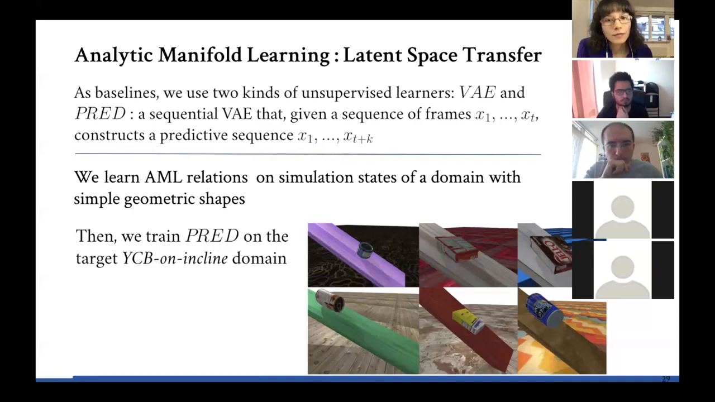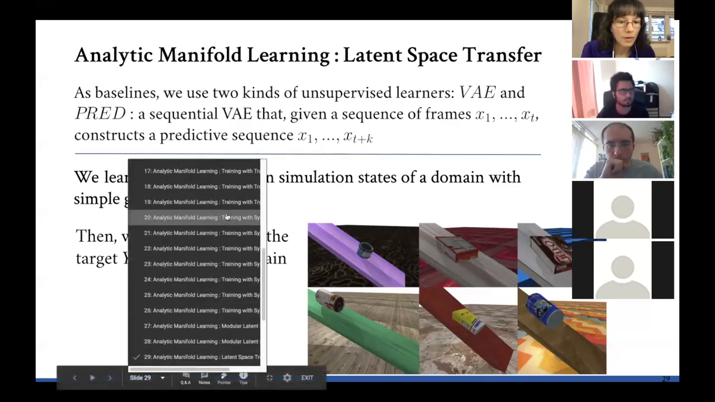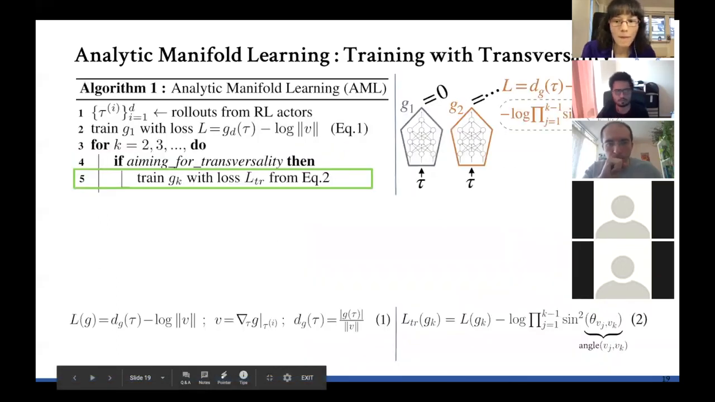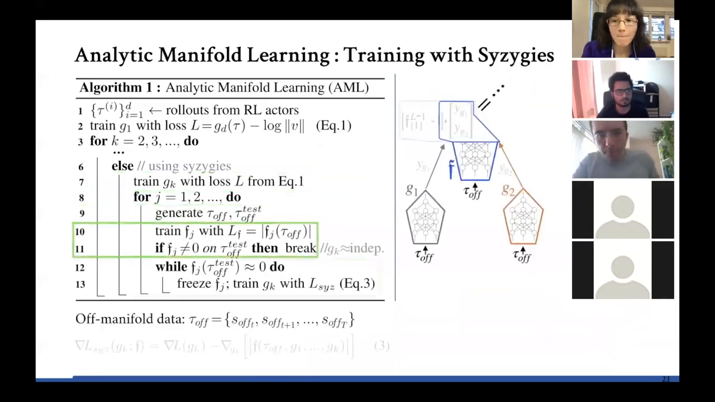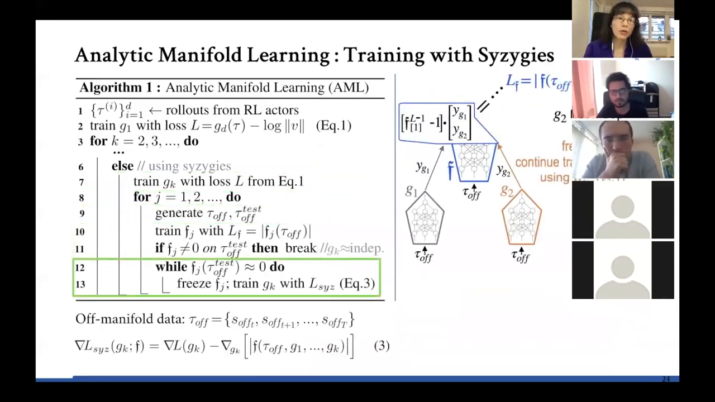I had a quick question that's more of an implementation detail, I guess. For the learning of the Fs, you say you freeze the previous F. Is that not too restrictive?